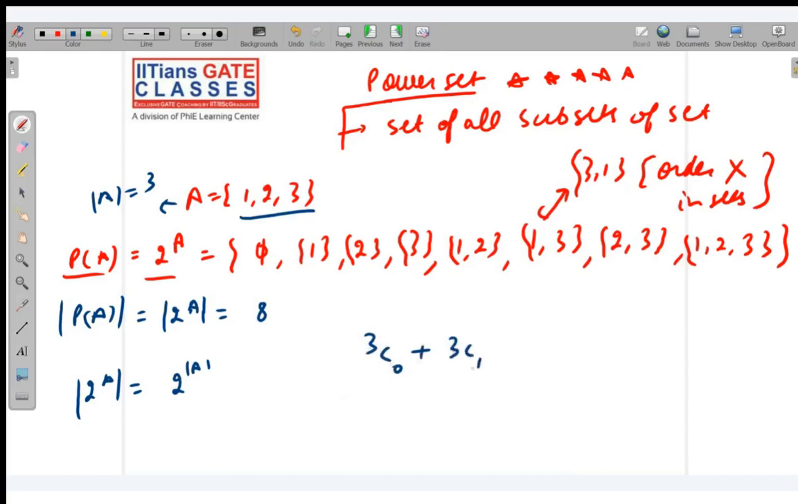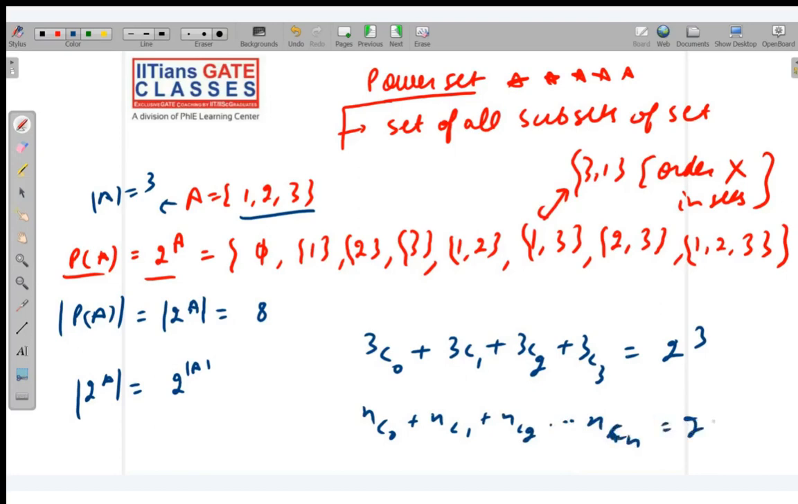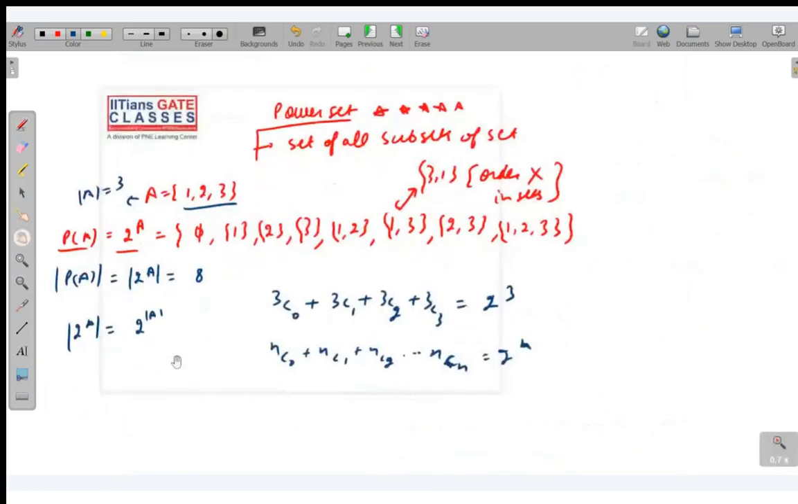Then you will pick 1 element, 3C1, then 3C2 or 3C3, and that is nothing but 2 power 3 only, because we have done a very important formula, NC0 plus NC1 plus NC2 dot dot dot NCN, that is nothing but 2 power n. Okay, this is one of the ways. Another way of derivation can be, you will say like this: we have two possibilities for each element, present or absent, present or absent, and so on.